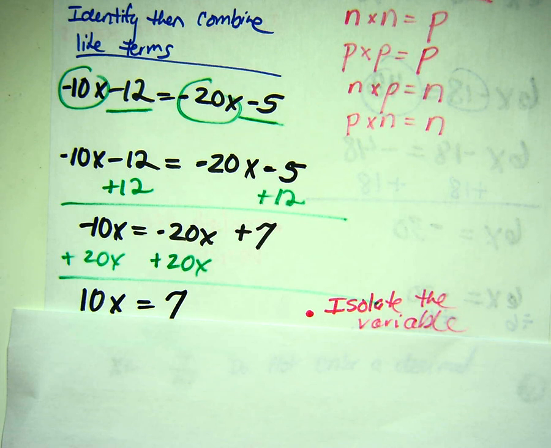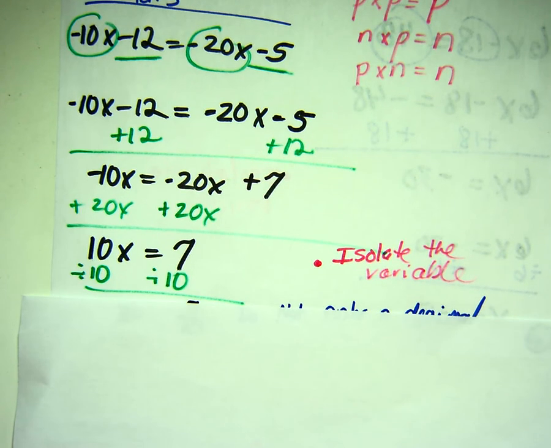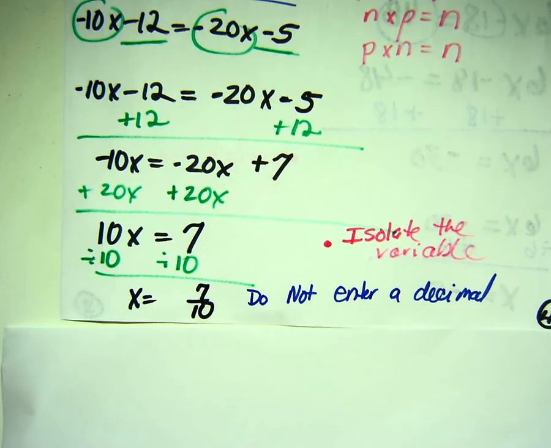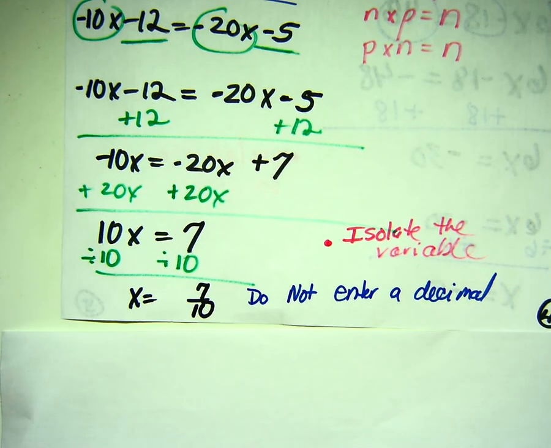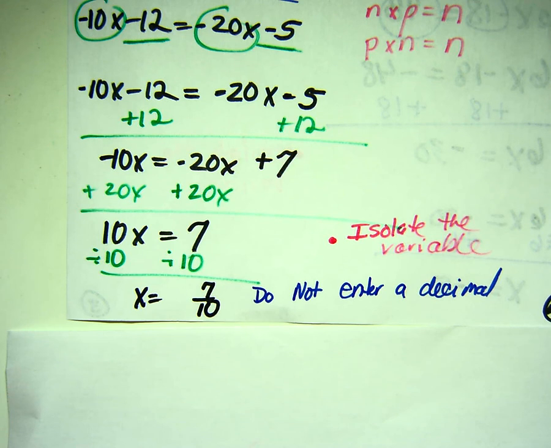Bring down your 7. Your next step is going to isolate the variable. So that means we're going to divide both sides by 10. So you're going to write what you see. Notice how you see 7 over 10, because remember, a fraction is just like division. These two cancel each other out, so you no longer need those. Bring down the x. And keep it as a fraction. Do not enter a decimal.